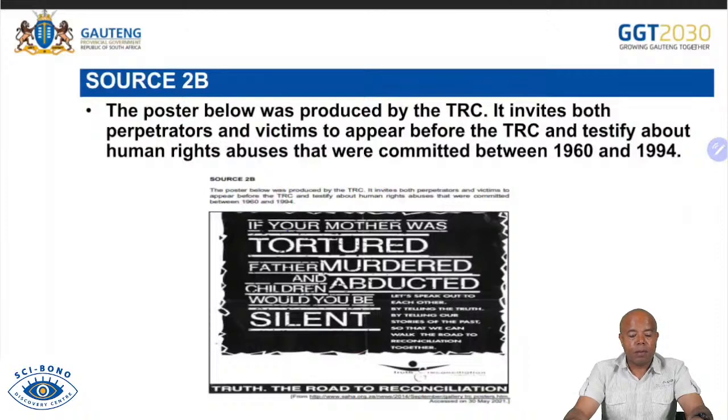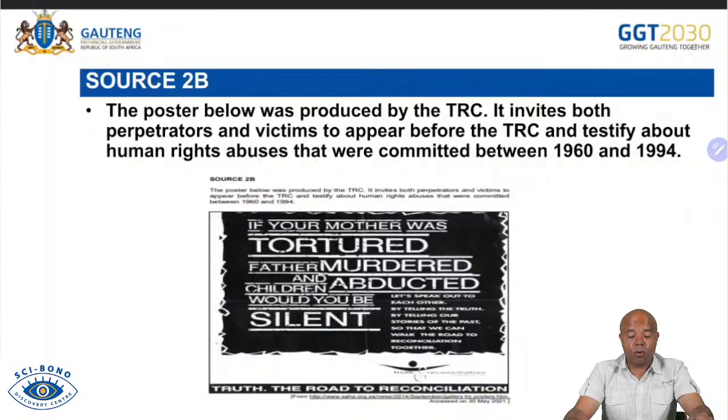Source 2B. The poster below was produced by the TRC. It invites both perpetrators and victims to appear before the TRC and testify about human rights abuses that were committed between 1960 and 1994. Now, that's a caption being highlighted because the caption here is a bit too small. Now, let's go into the source.